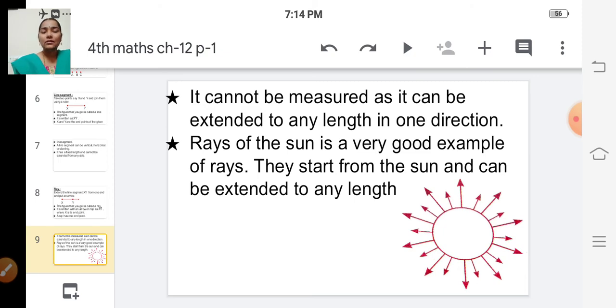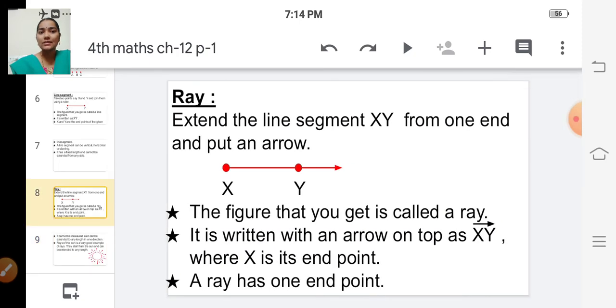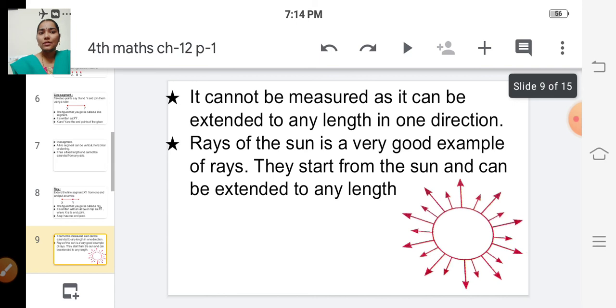Rays of the sun are a very good example of rays. They start from the sun and can be extended to any length. So the sun is the starting point. That means it has one end point, isn't it? A ray has one end point. Similarly, the sun's rays have one end point, which is the sun, and can be extended to any length.